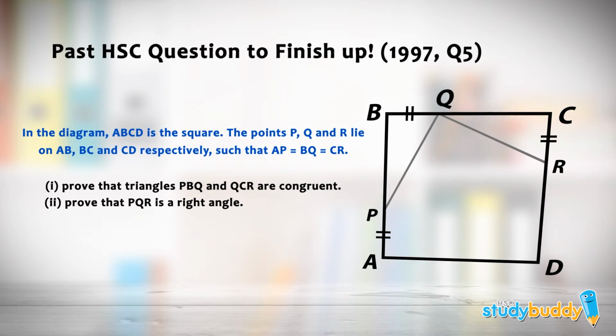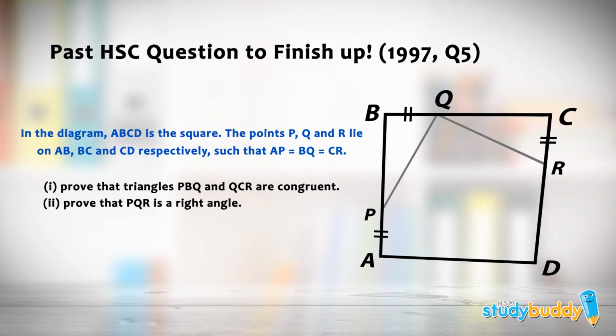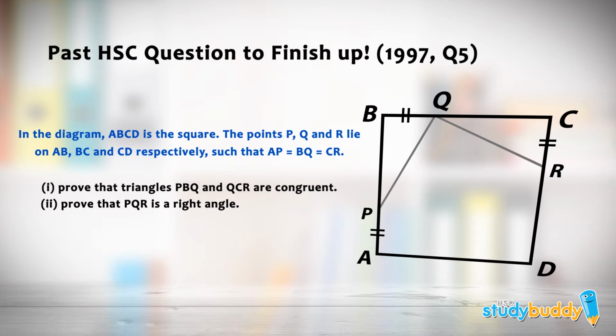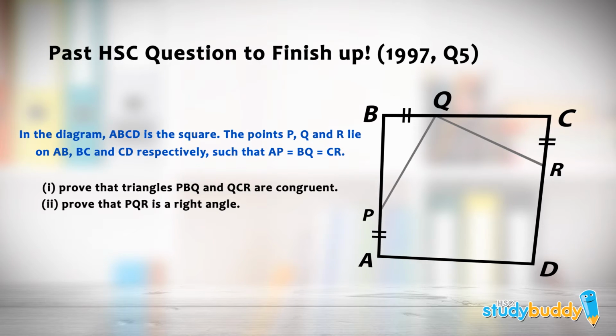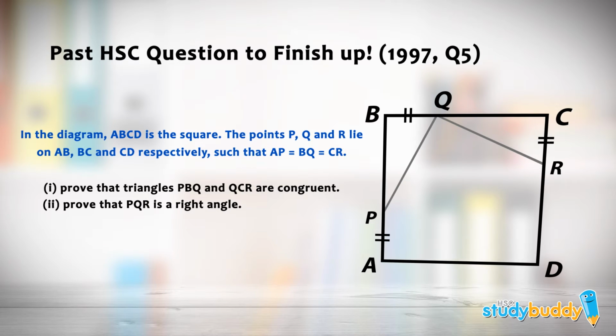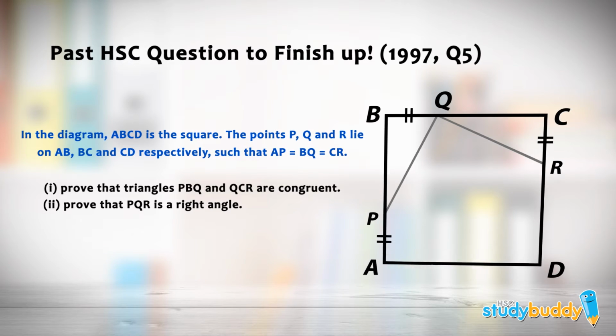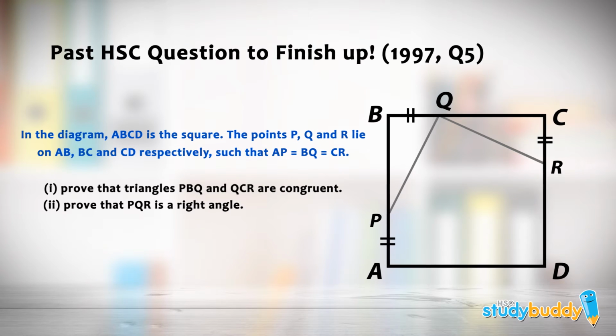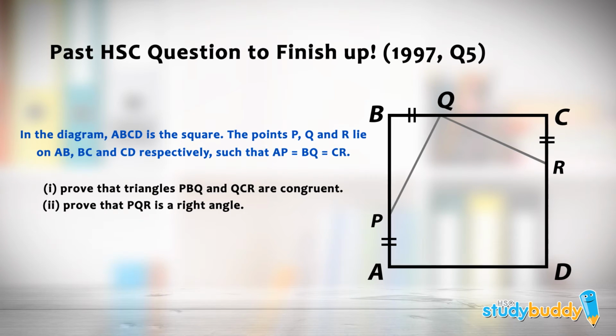We've then got that P, Q and R lie on AB, BC and CD respectively. Now there's not much we can mark on the diagram from that, but just as long as we're aware of it. And then we're told that AP is equal to BQ is equal to CR. And again, that's marked on the diagram for us, so we can continue with the question at this stage.